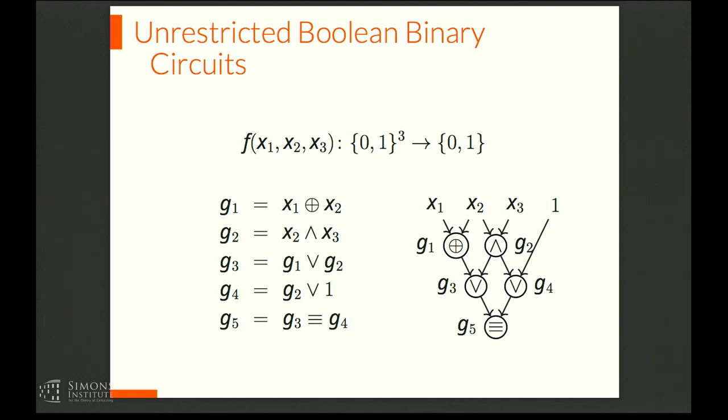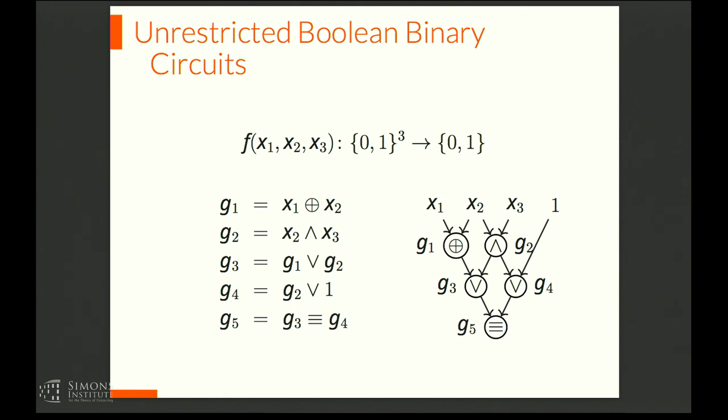Another thing that we might potentially restrict is the depth of the circuit. In this case, we have constant depth circuits, for example, or logarithmic depth circuits. And the other thing that we may restrict is the out-degree of each gate. And in this case, we get formulas.